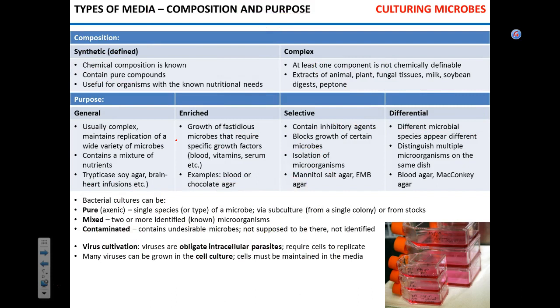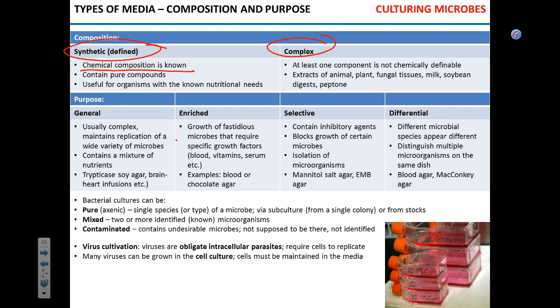Types of media based on composition and purpose. So composition, media can be synthetic or media can be complex. For synthetic medium, chemical composition is known. We know exactly how many chemicals and what type of chemicals we put in that medium. Does that make sense to you?